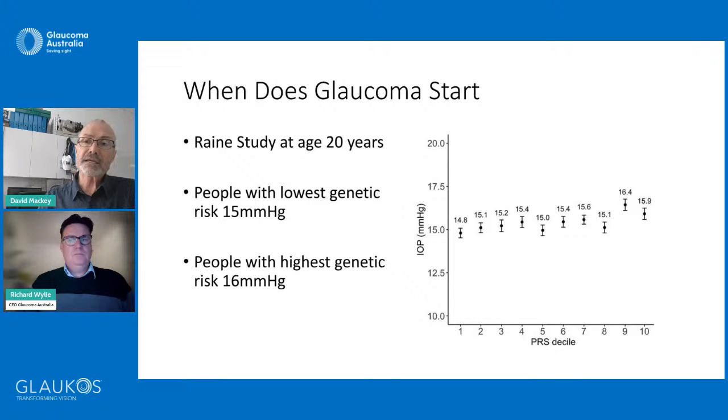Now, both of these pressures would be regarded as in the normal range and not raise any concern. But the fact that we can see a difference as young as 20 years of age means that the glaucoma test is already starting at this age. We don't actually have data younger than this, and that's what we hope to fill in.